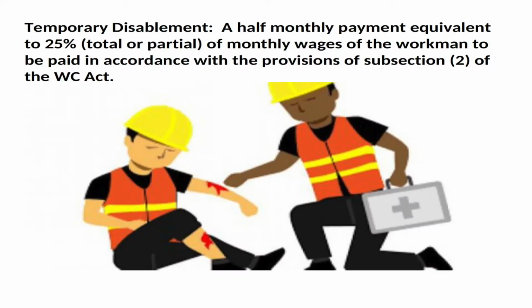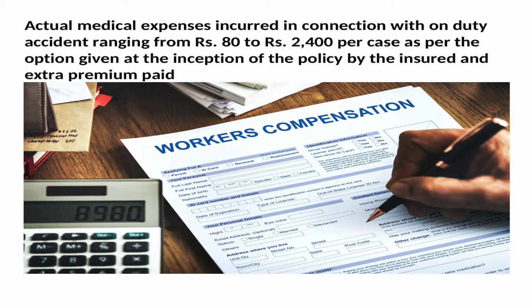Temporary disablement: a half-monthly payment equivalent to 25%, either total or partial, of the monthly wages of the workman to be paid in accordance with the provisions of subsection 2 of the WC Act. Actual medical expenses incurred in connection with an on-duty accident, ranging from rupees 80 to rupees 2,400 per case, as per the option given at the inception of the policy by the insured and extra premium paid.